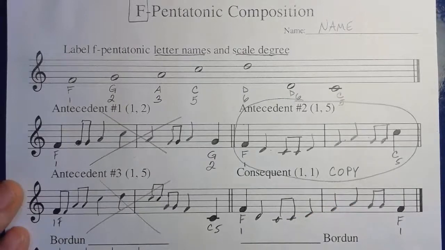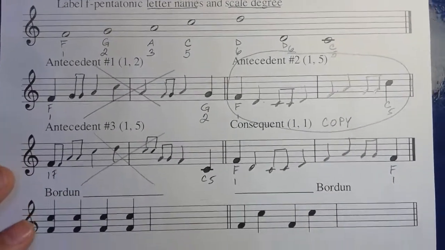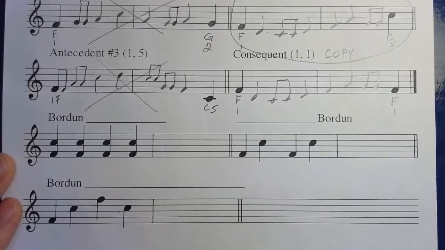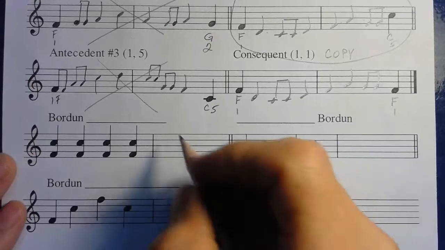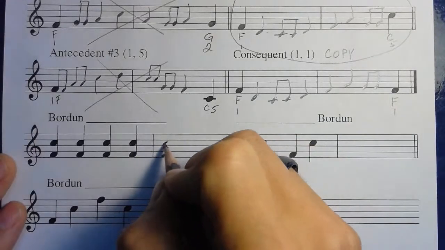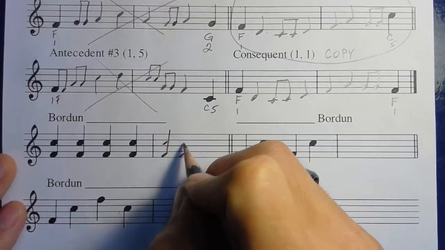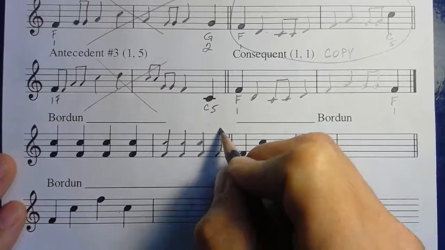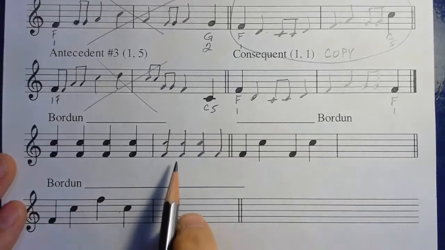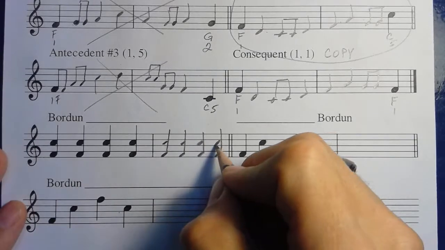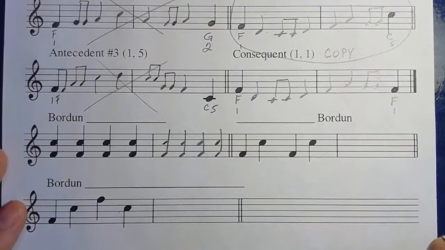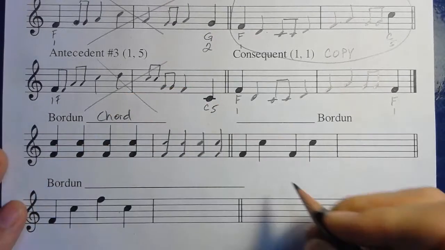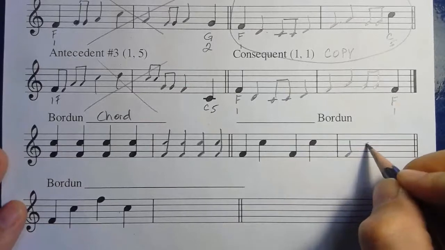Now I have these 2 phrases, the antecedent and consequent. Underneath that on this worksheet, it brings us to our Bourdon patterns. What you can do is go ahead and just copy your Bourdon patterns in the available measures following. The first one, can you remember what the name is of the first one? If you said chord, you are correct. Bourdon chord. Second one, copying.